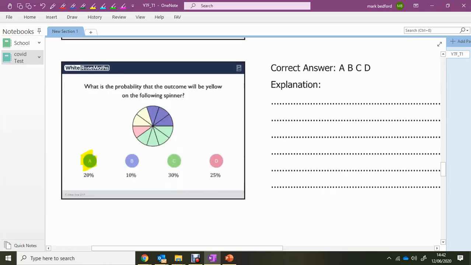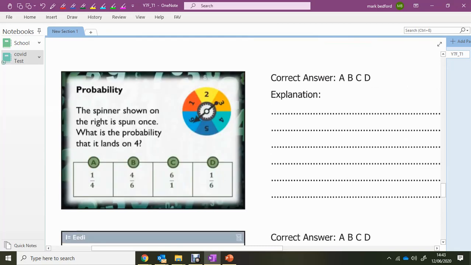What is the probability that the outcome will be yellow on the following spinner? There are 2 yellows out of a total of 1, 2, 3, 4, 5, 6, 7, 8, 9, 10 segments. So 2 out of 10. To change that to a percentage, multiply that fraction by 100. Final answer of 20%. My next question.